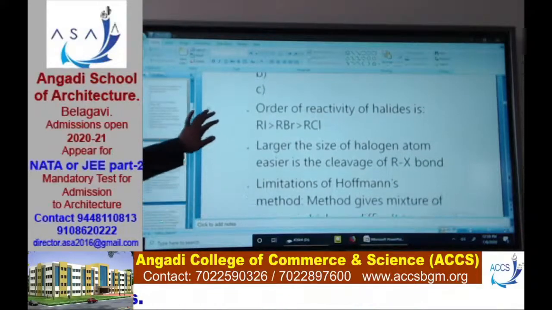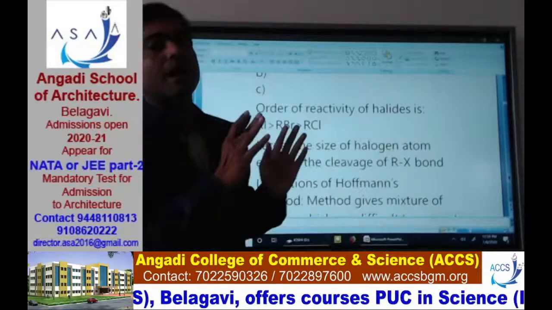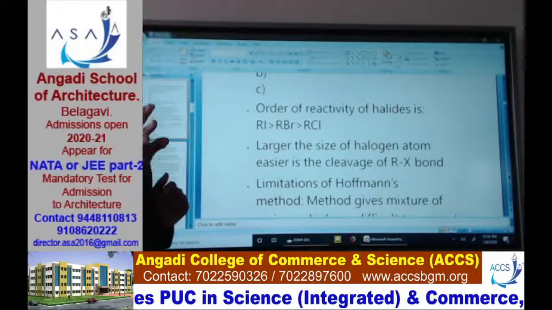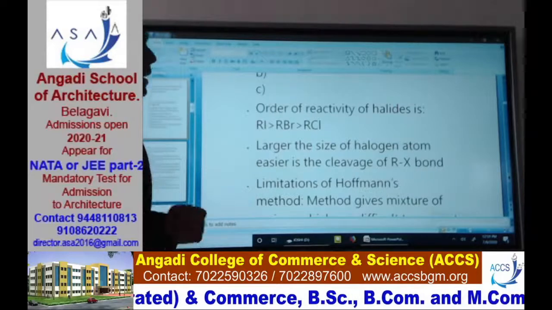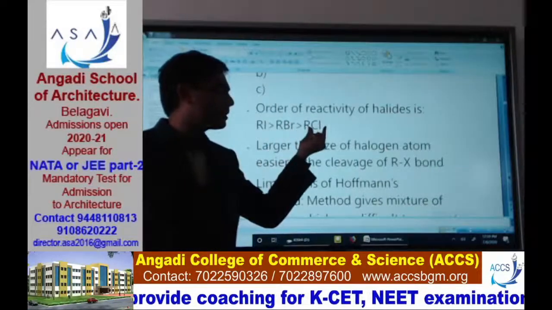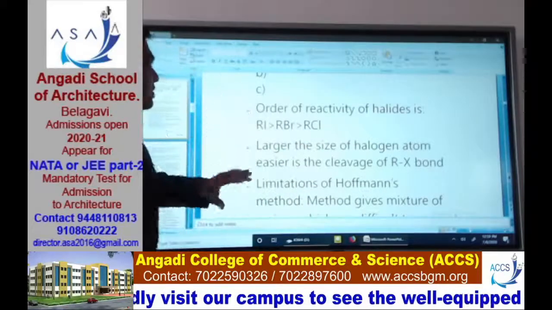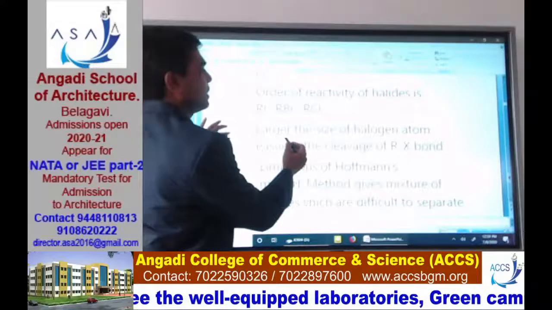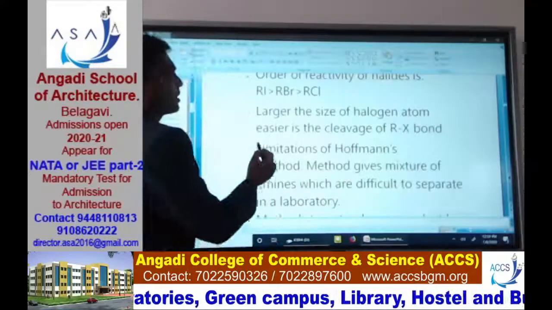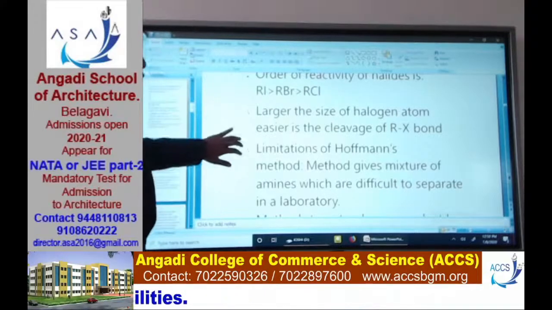Here you can see the order of reactivity of halides. When you take the halides, that is RX, in X you can take chlorine, bromine and iodine. But when you take RI greater than RBr greater than RCl, who is more reactive? RI will be more reactive due to the size of the atom. So as given in the point, larger the size of the halogen atom, easier is the cleavage of the R-X bond. Easily you can break that bond.